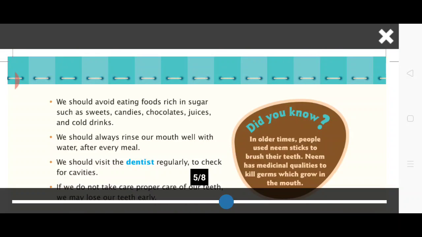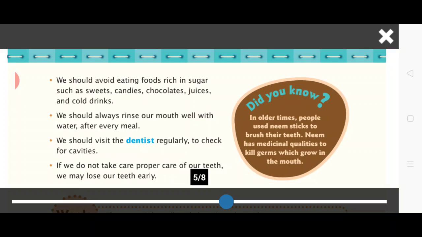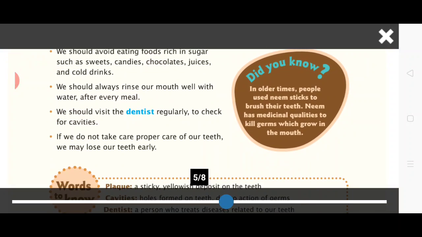Eat food items such as milk and milk products to make your teeth strong. We should avoid eating food rich in sugar such as sweets, candies, chocolates, juices and cold drinks. We should visit the dentist regularly to check for cavities. If we do not take proper care of our teeth, we may lose our teeth early. So, it is very important to take care of our teeth.